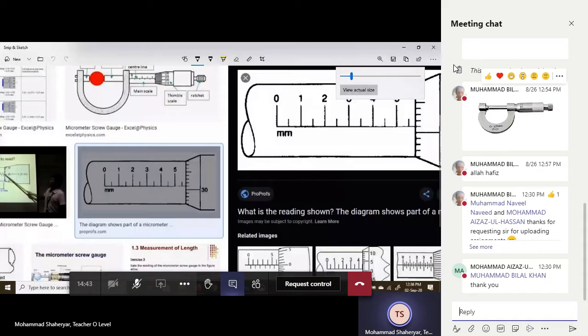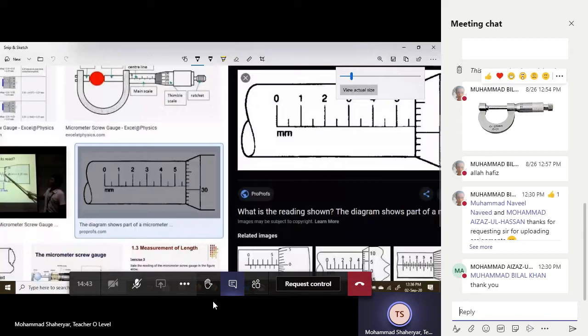चलिए भाई, इसकी मुझे बताइए. Tell me the main scale reading first. Main scale reading पहले बताएं. What is the final digit that you can see exposed? Can you tell me the main scale reading, beta? Is it 4 or 4.5? Sir, it's 4.5. बेटा, if you take a very close look, you can actually see the next division.